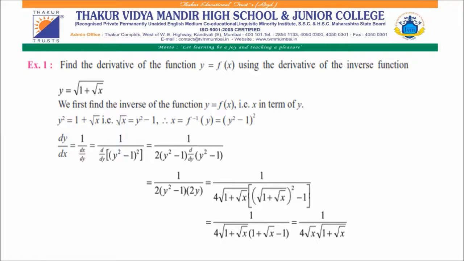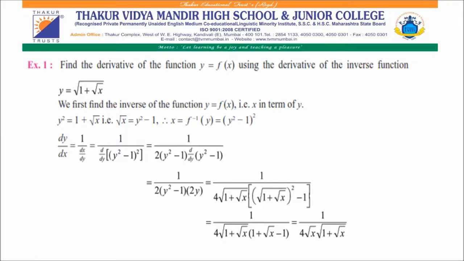Now finding dy by dx. Dy by dx equals 1 upon dx upon dy. So we have to differentiate x equals y square minus 1 raised to 2 with respect to y. Okay, so the derivative of x raised to n is n x raised to n minus 1. In that way we differentiate y square minus 1 whole square. So 2 is taken before as a coefficient, into y square minus 1, into d by dy of y square minus 1. The derivative of y square is 2y. So in the next step we have 1 upon 2 into y square minus 1 into 2y.